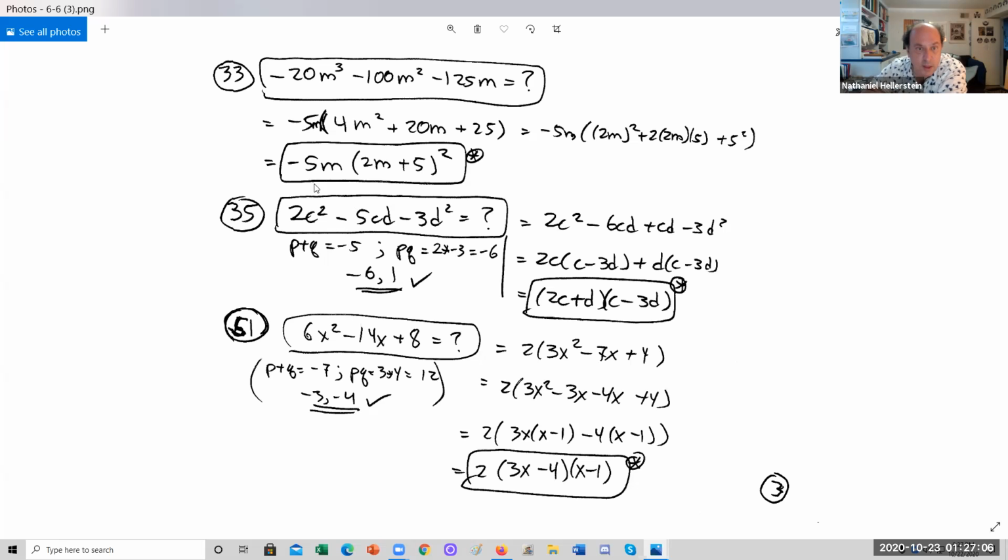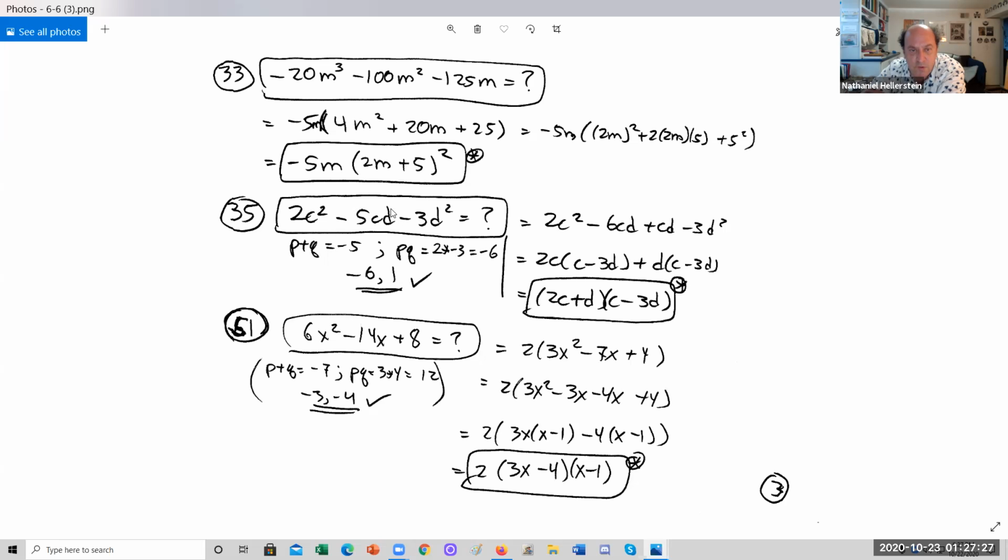Here is 2c squared minus 5cd minus 3d squared equals what? Now, this is an AC problem. We need to find P and Q, whose sum is the middle coefficient, negative 5, and whose product is 2 times negative 3, that's a negative 6. And negative 6 and 1 work. Their sum's negative 5, their product's negative 6.